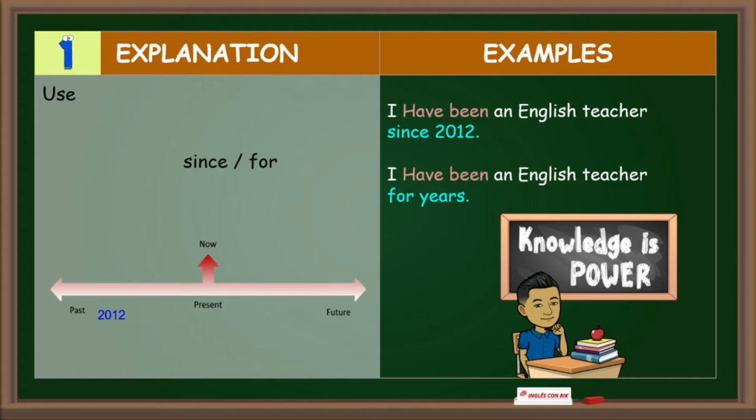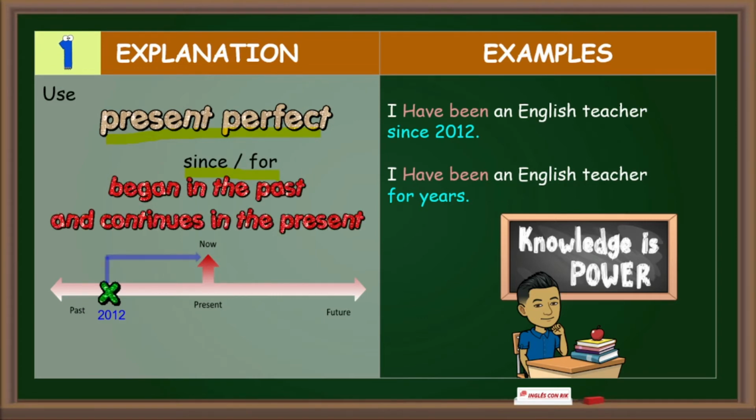Number 1. Use the present perfect with since or for to talk about something that began in the past and continues into the present and may continue into the future. Examples: I have been an English teacher since 2012. I have been an English teacher for years. It means that I began my career years ago and I'm still a teacher.